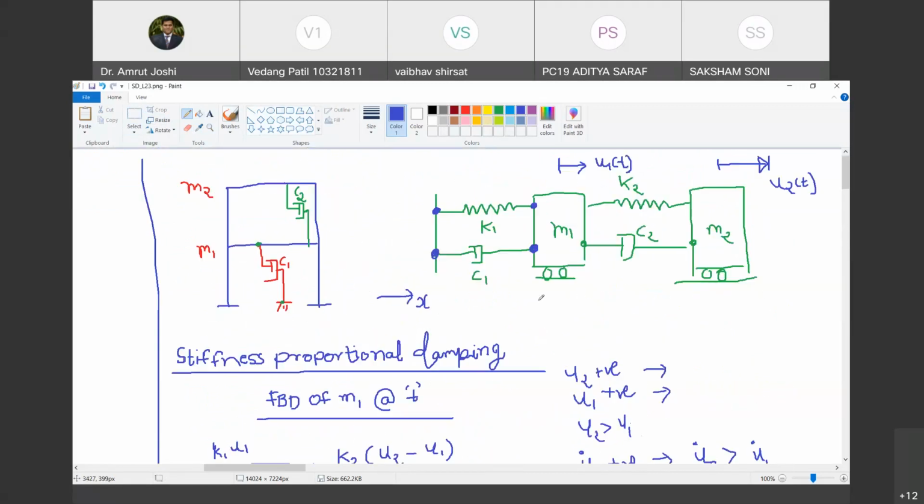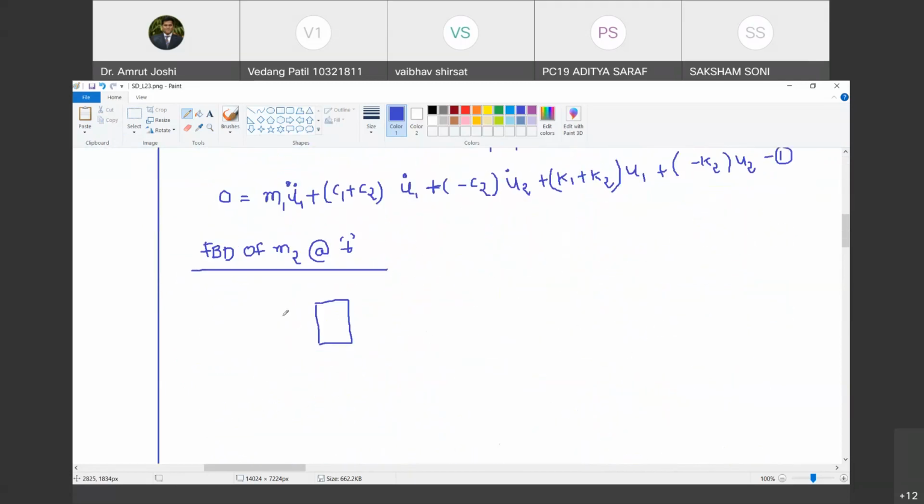So this mass m2 has moved by amount u2 and mass m1 has moved by amount u1. So relative extension between the spring of stiffness k2 will be u2 minus u1. And as that is the extension, it is going to pull the mass m2. So therefore it is going to act towards left and the amount will be k2 into u2 minus u1. Agreed? Are you with me? Yes, sir.